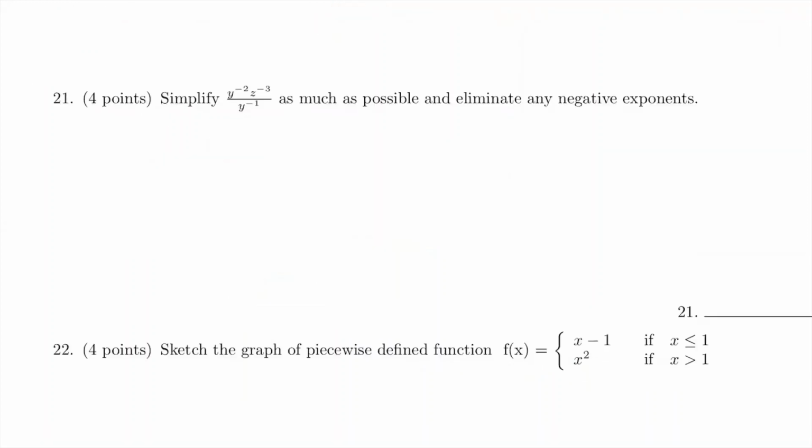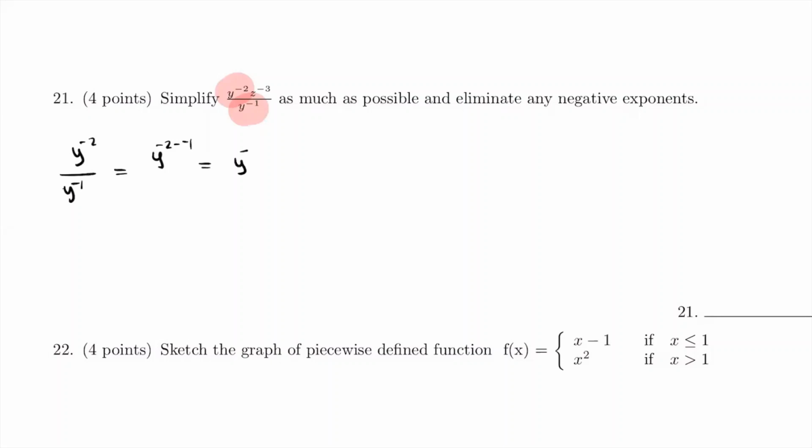For 21, we're going to simplify this expression and eliminate any negative exponents. So there are multiple ways to do it. Again, I'm going to do it the way I think is convenient. So first I'm going to combine these right here. Same base, I'm going to subtract their exponents. So you have y to the -2 over y to the -1. This would be y to the -2 minus -1 because I'm subtracting their exponents.